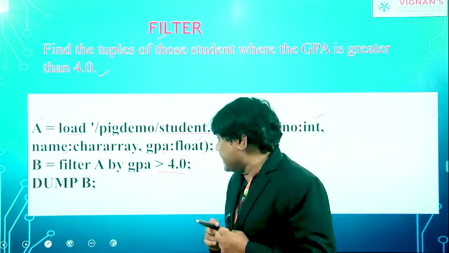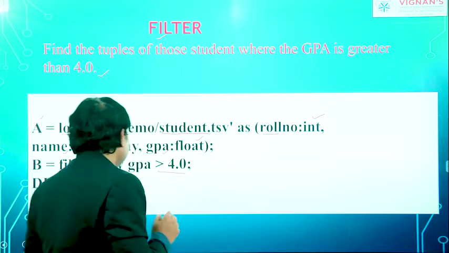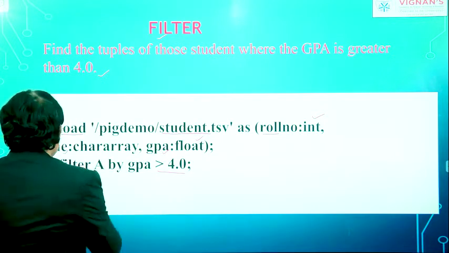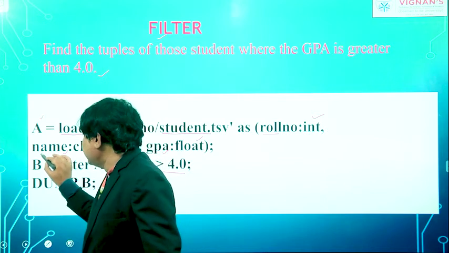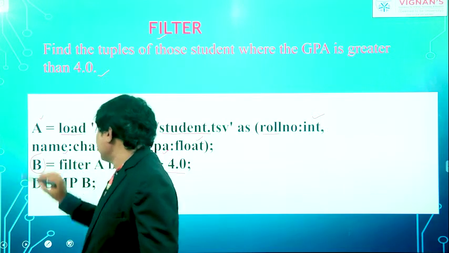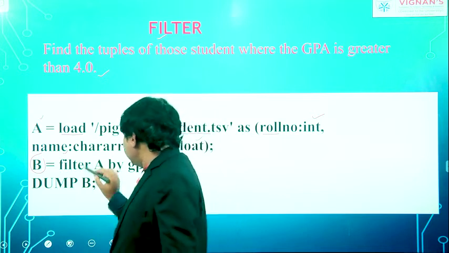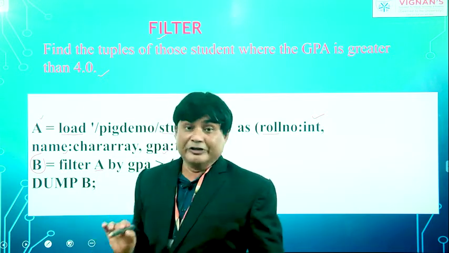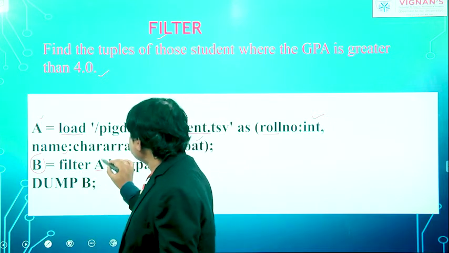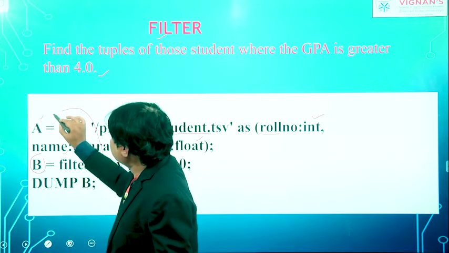So what we do is apply the filter operator. Here I am creating another relation, which is called B. B is another relation, where B equals FILTER A. It means I am going to apply the filtering on relation A only. Keep it in mind.